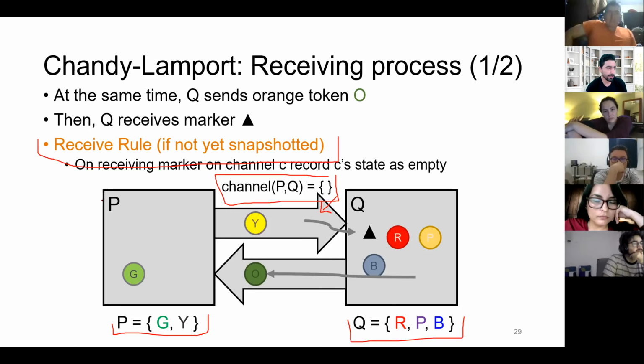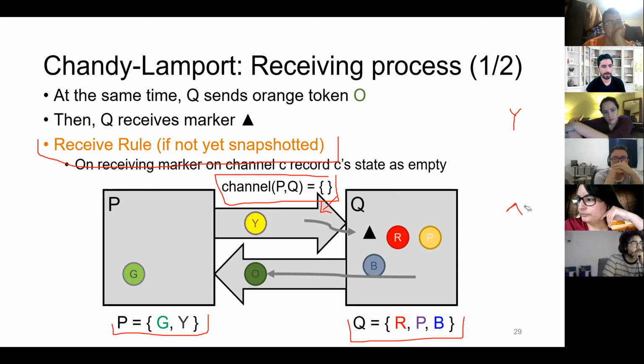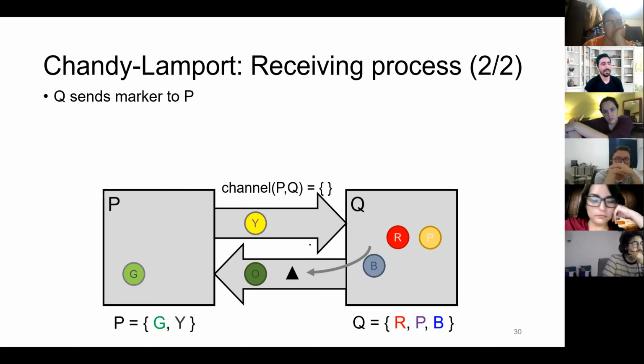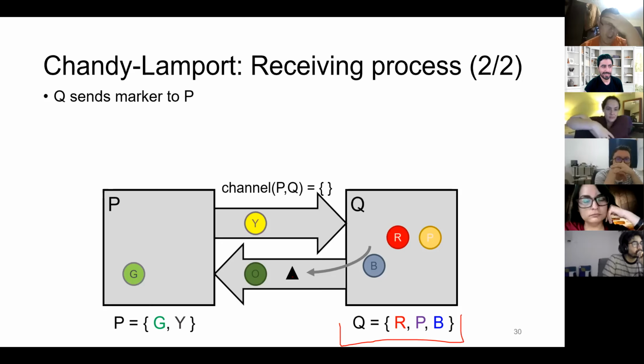Here, don't get confused. I'm talking about two processes, P and Q. It can be another process Y here, okay? And there are, again, two different channels here. That's why I'm saying from the receiving channels, okay? So when it happened, you record this as empty. Then Q sends marker to P. So after you do this, you remember the snapshot rules? When you do the snapshot, send the marker. So Q does the snapshot, sends the markers, and records this channel as empty. Okay.